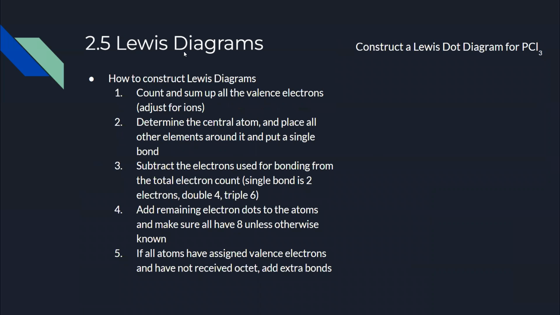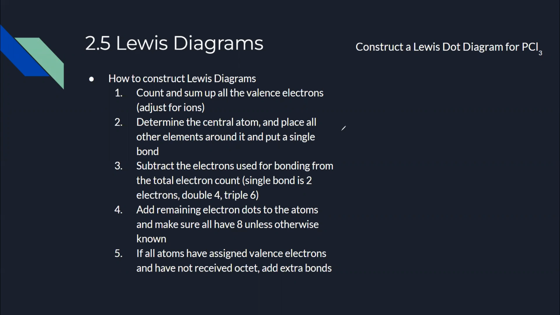So let's try a problem with this. How to construct Lewis diagrams? First, you have to count and sum up all the valence electrons while adjusting for ions. So it's asking us to construct a Lewis dot diagram for PCl3, which thankfully doesn't have any ions.